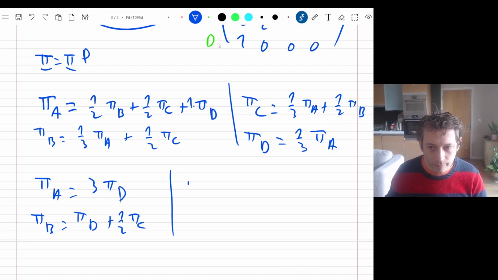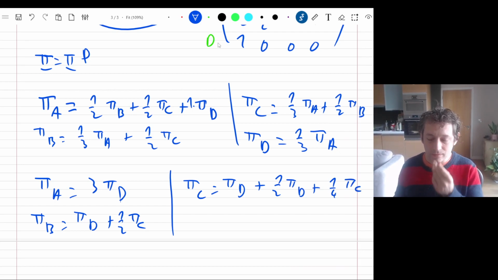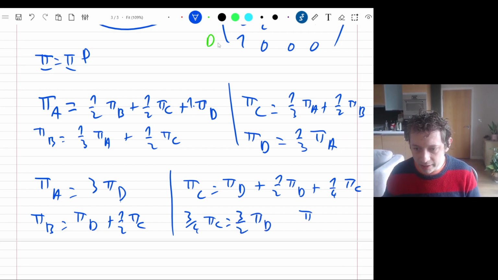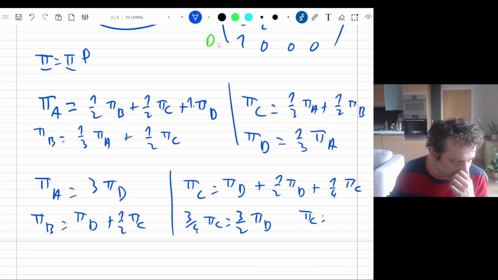So we're going to get pi c is pi d plus half of pi b. So I'm going to put half of this. So half of pi d plus a quarter of pi c. And that's good because then I get 3/4 of pi c equals 3/2 of pi d. Hence, pi c is 2 times pi d.